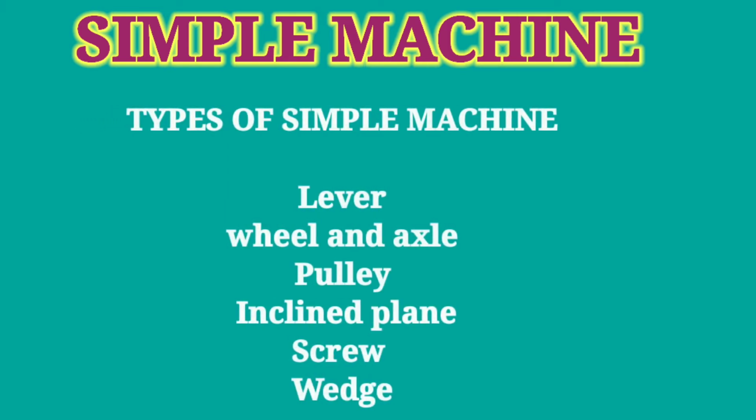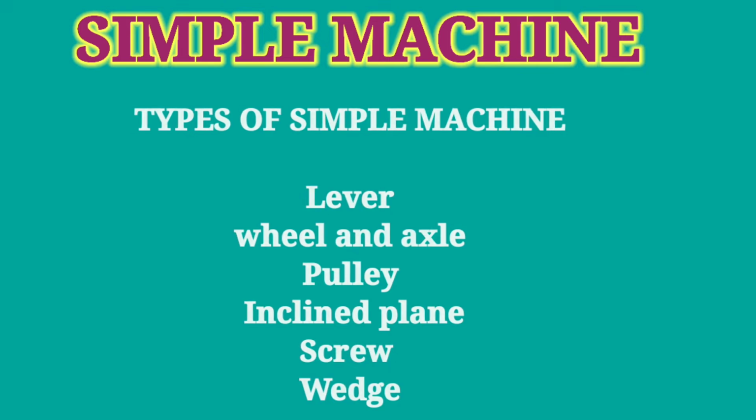Now we will study what are the types of simple machine. There are different types of simple machine. For example, one is lever, two wheel and axle, three pulley, four inclined plane, five screw, and six wedge. Now we'll study one by one. First, lever. What is lever?